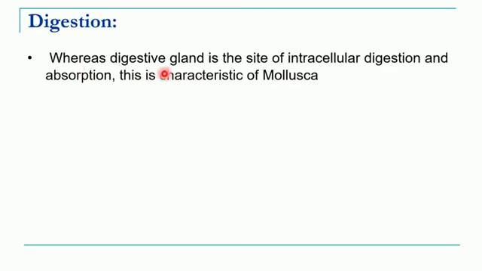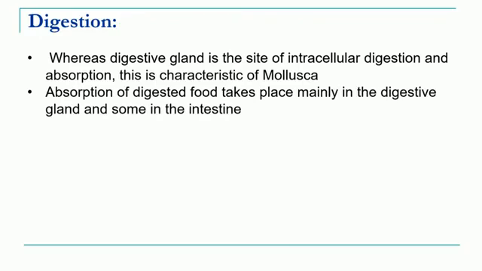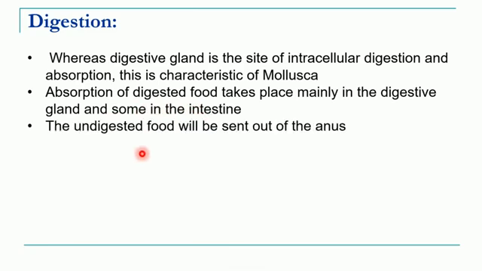So this intracellular digestion, which takes place in the digestive gland, as well as the absorption taking place with the help of the digestive gland, is the characteristic of the phylum Mollusca. You don't find this in any other phylum. After absorption of digested food takes place in this digestive gland, and the remaining digestion or absorption takes place in the intestine, undigested food is given out of the anus. We have also seen that the water current plays an important role in giving out this undigested food out of the body.